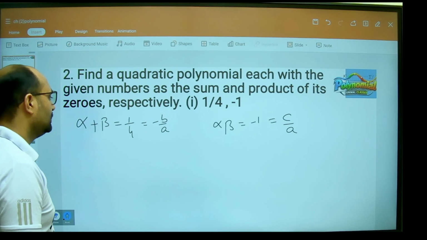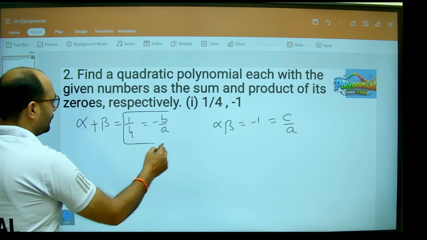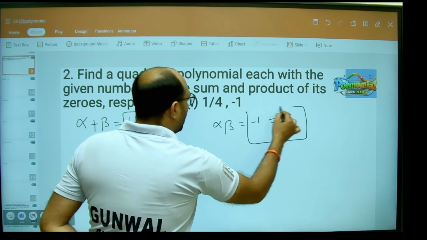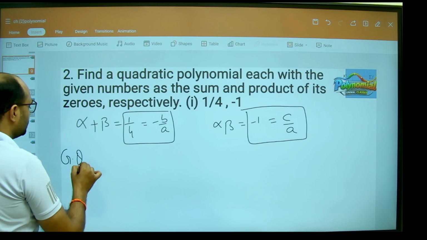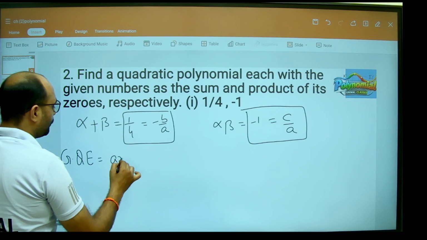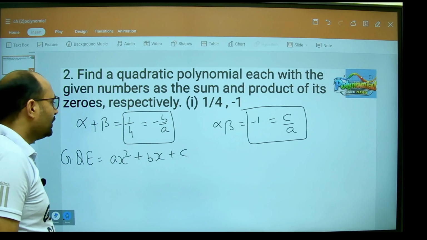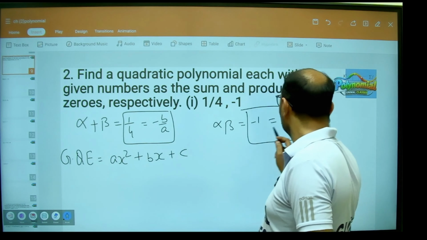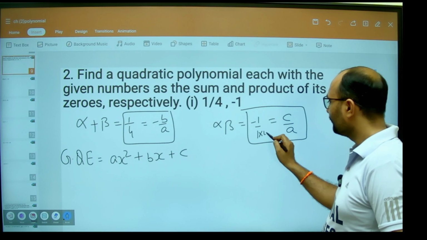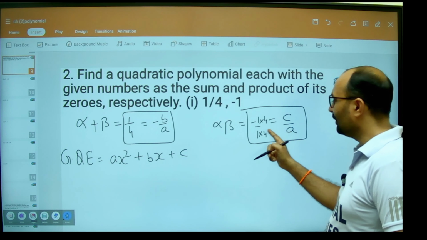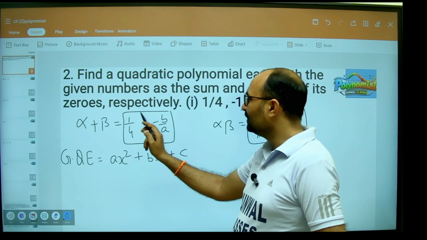If you compare this and you have to put in the general quadratic equation, ax square plus bx plus c. If you observe here, a is 4, but here a is 1. It means we simplify with 4. If we multiply with 4, a will become 4, c will become minus 4. A is 4, b is minus 1.